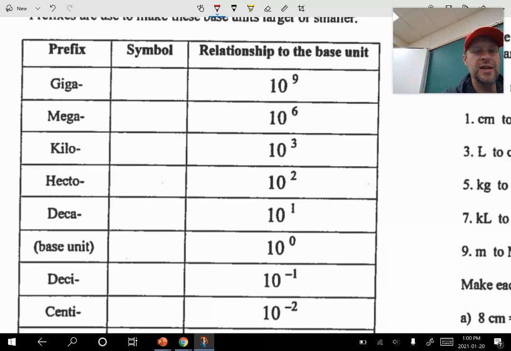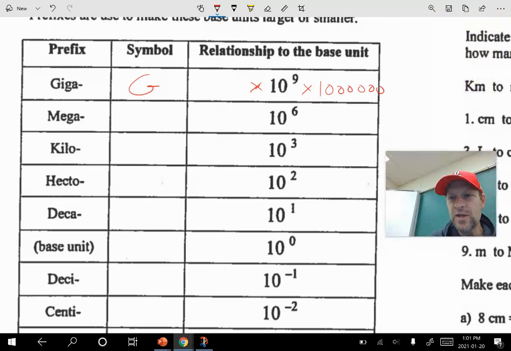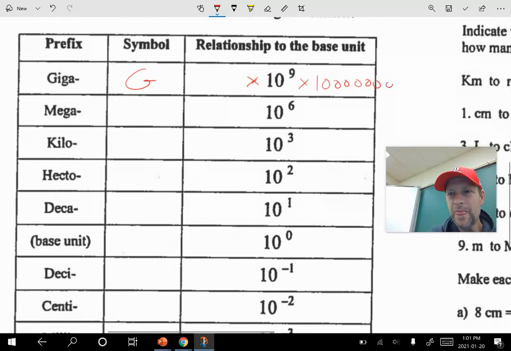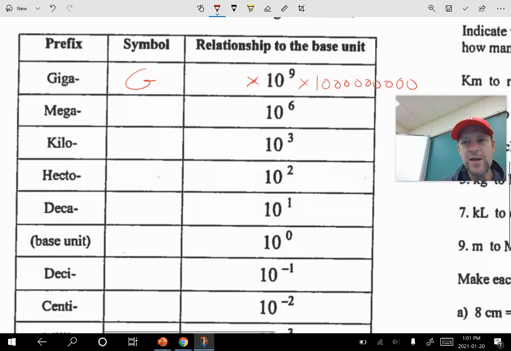So giga, like for example, a gigagram or a gigabyte, has the symbol capital G, and it means that it's times 10 to the power of 9 in relationship to the base unit, and that's 1 billion. That 10 to the power of 9 is 1 with 9 zeros. 1, 2, 3, 4, 5, 6, 7, 8, 9. I'm not going to write that out for each and every one of these, but that is what that means.